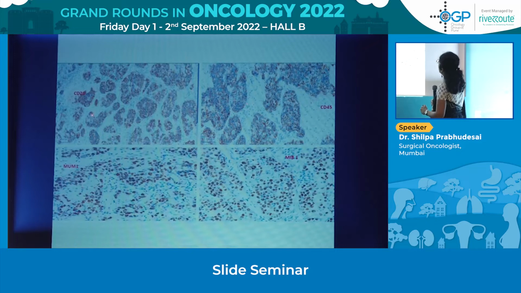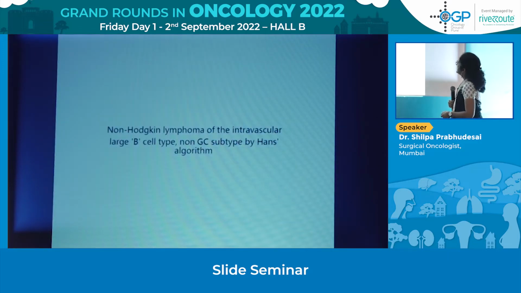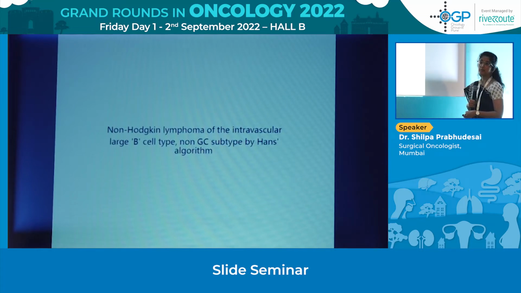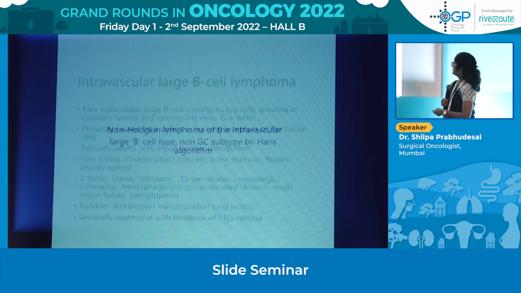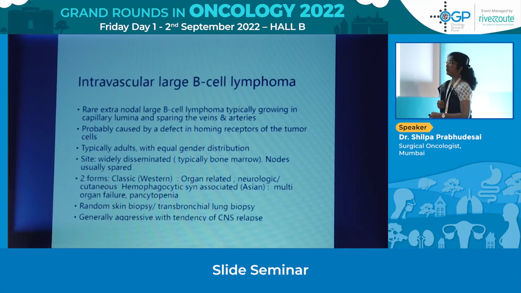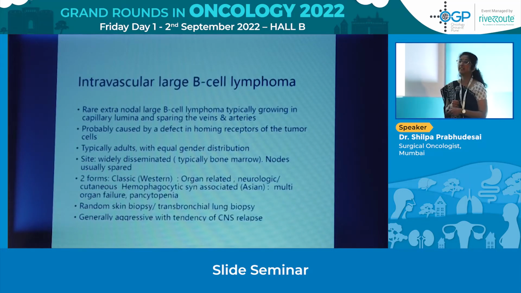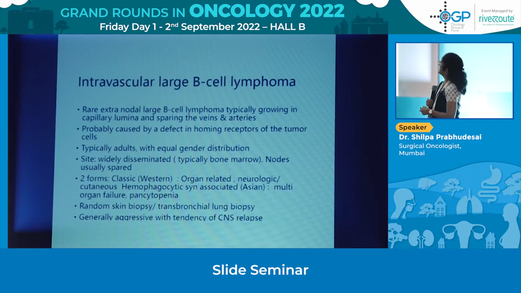So there was CD45, CD20, MUM1 and MIB1. So it is a B-cell lymphoma, but it is a very specific type of large B-cell lymphoma. It is an intravascular large B-cell lymphoma, and this we call a non-GC subtype. Now, what is special about this lymphoma? It is that it usually is found in capillary lumina. It typically spares veins and arteries, probably because of a defect in the homing mechanism of these tumor cells.